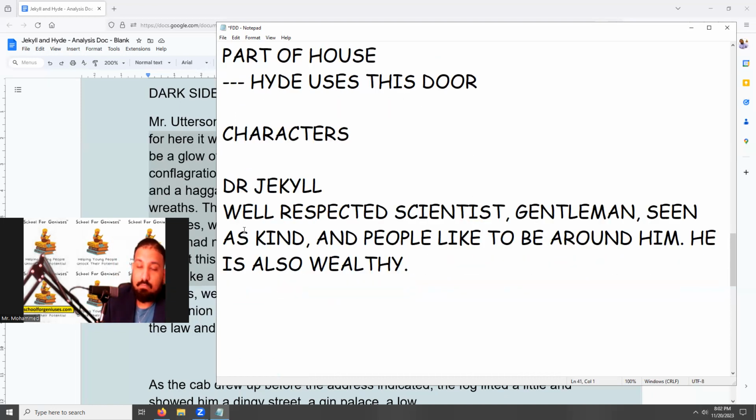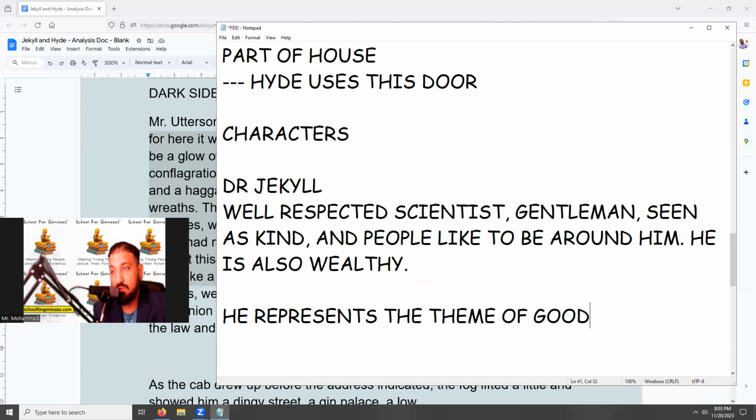Now, the way that this is classically taught, the way that this is generally understood, is that he represents the theme of good. I don't know if I would agree with that. I don't know if he represents good, or maybe for me, I'd say he represents acting good. Maybe that might be closer to the actual reality of it.